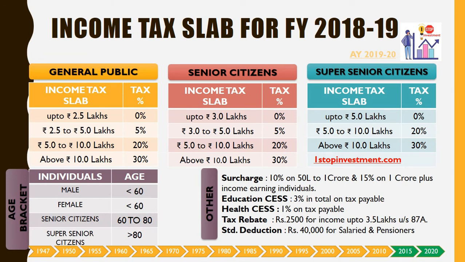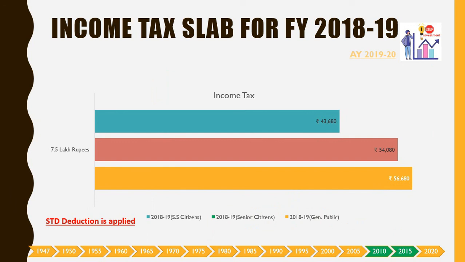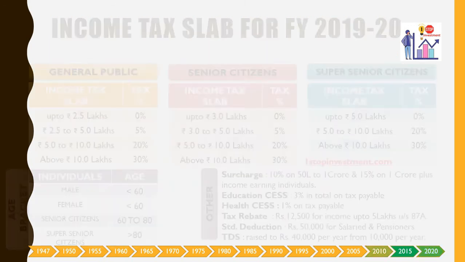In 2018, the Indian government introduced a standard deduction of 40,000 rupees from taxable income, and additionally implemented a health cess of 1% on tax payable. For 7.5 lakhs, a person had to pay 56,680 rupees as tax, which is 12% lesser than the previous tax slabs.